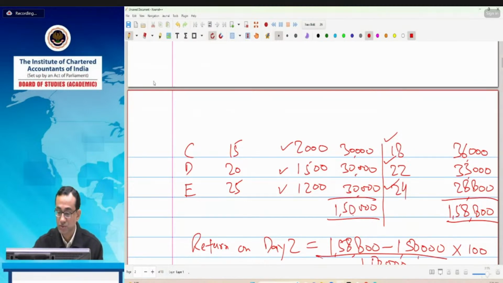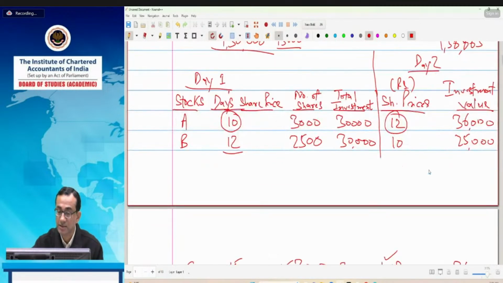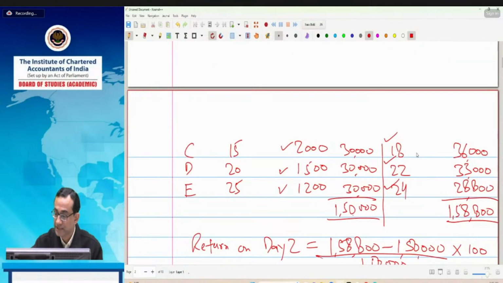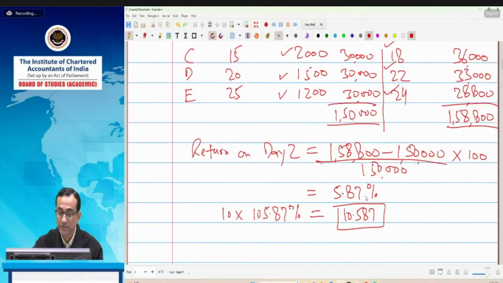This share price will not be the same on the second day. On the second day, the share prices fluctuated. On the basis of the day two share prices, we multiplied the number of shares of every stock with the latest share prices. So the investment value was different and the total investment value has increased from 1,50,000 to 1,58,800. So there is an increase of 8,800. Next, we calculated the return on day two. The return was coming to 5.87.